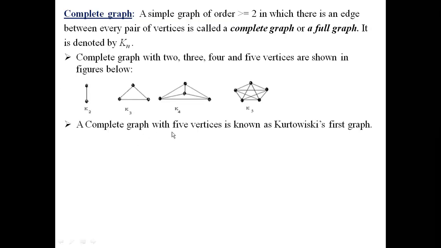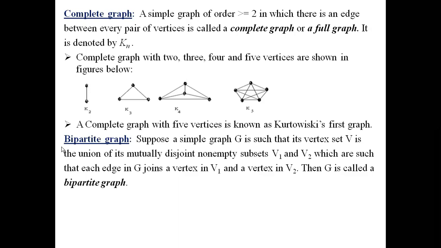A complete graph with 5 vertices is known as Kuratowski's first graph. There's a special name for K5, a complete graph with 5 vertices. So K5 is called Kuratowski's first graph.